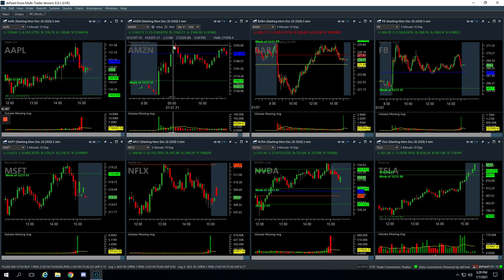But Amazon, just the contracts are big. Probably any other symbol, I probably would have added at this point. But in this case, I didn't. I just held my original. Came down, and after we got this initial little pullback, I just closed it out for a loss.